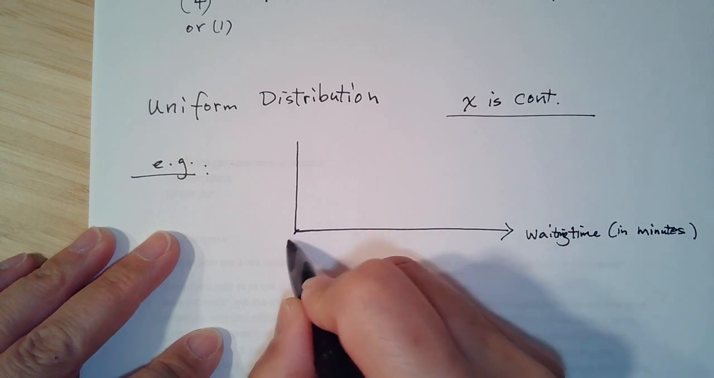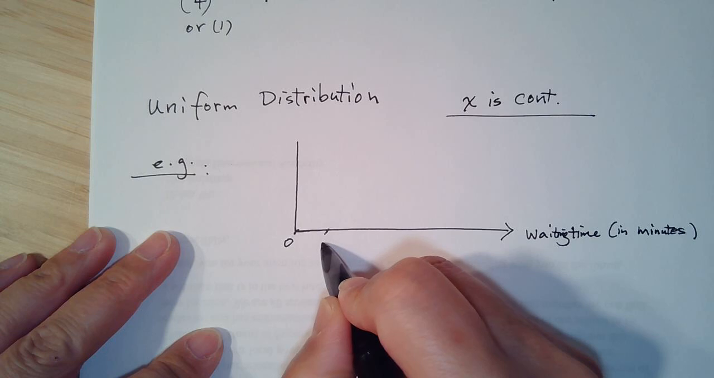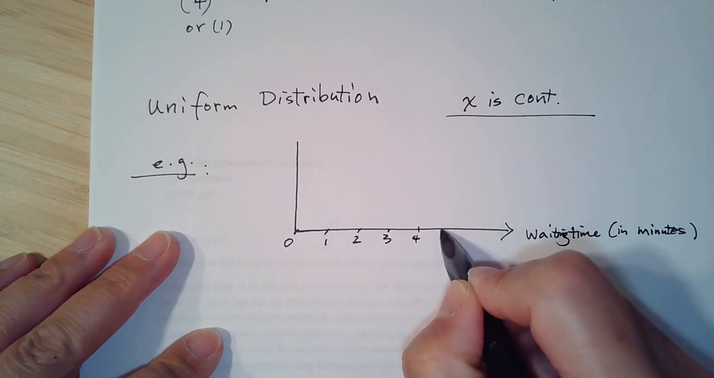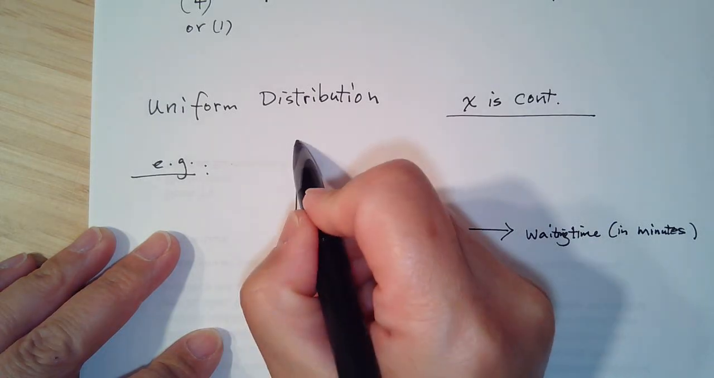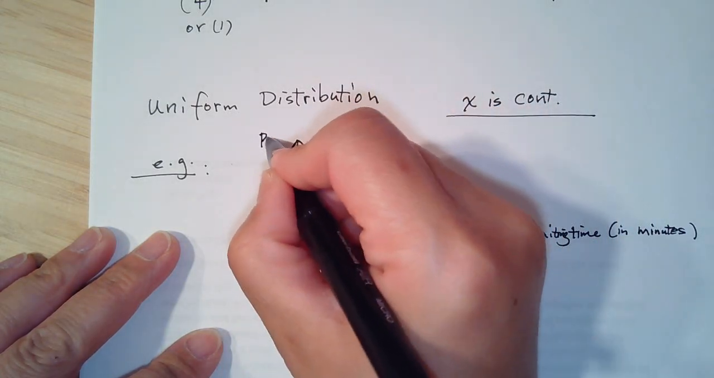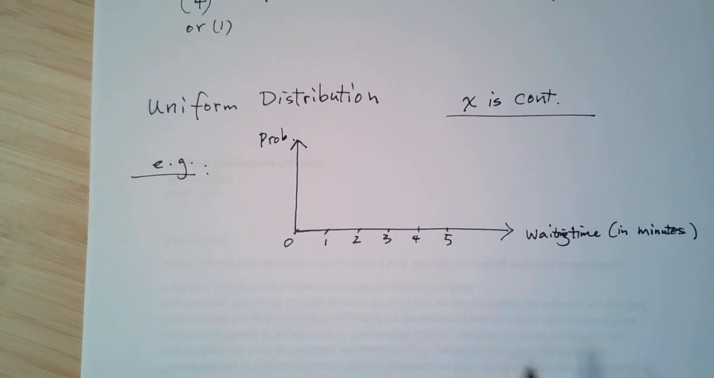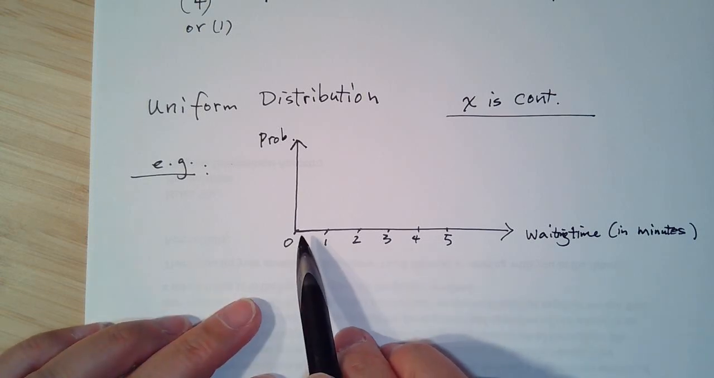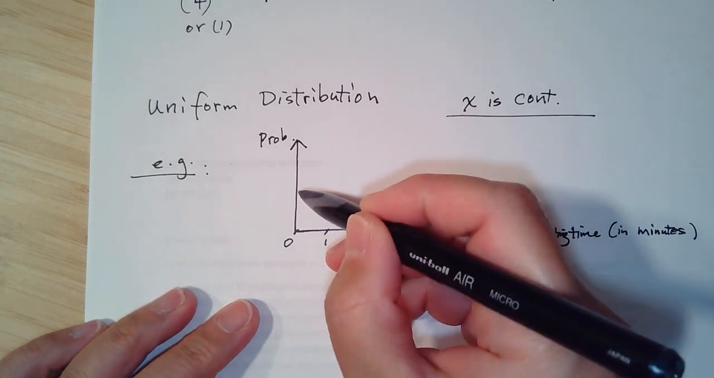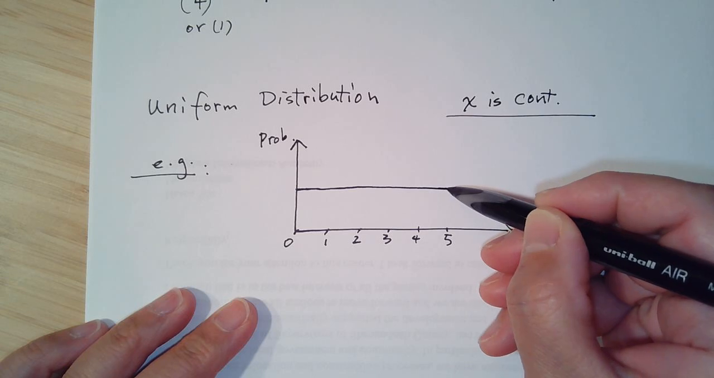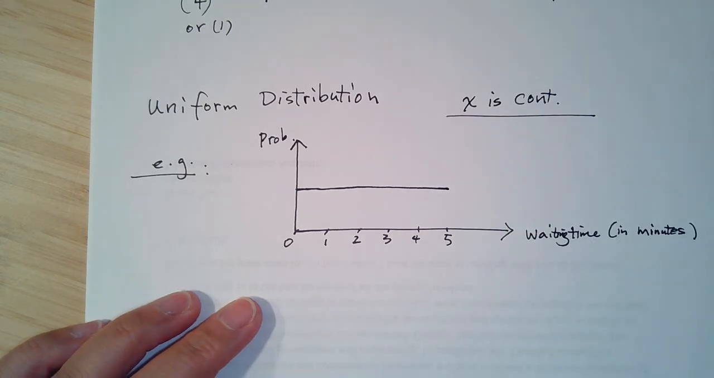Okay, so that's between 0 and 5. So here's 1, 2, 3, 4, 5. And this is the probability. All right. Now, if the waiting time is uniformly distributed between 0 and 5, it's going to look like this. Okay, so that's a graph of this probability distribution.